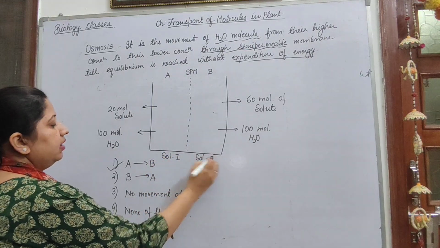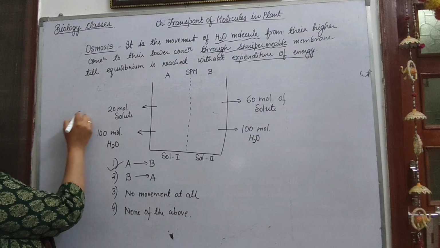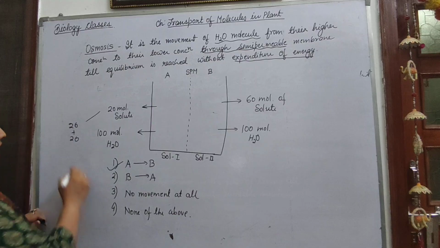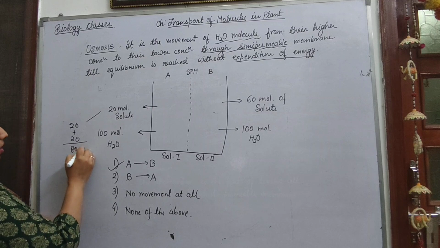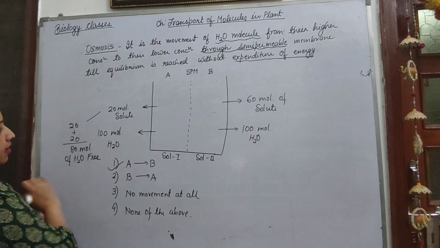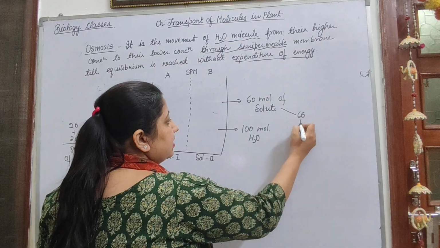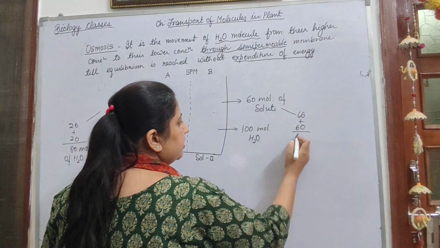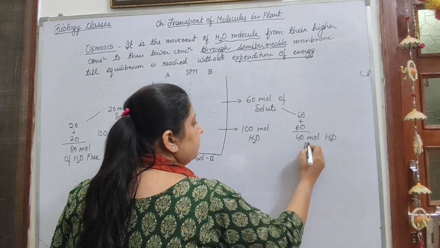So in solution 1, we have 20 molecules of solute. So 20 molecules of solute combine with 20 molecules of water. So how many water molecules are free in compartment A? 100 minus 20, that is 80 molecules of water are free. While in compartment B, 60 molecules of solute combine with 60 molecules of water. So how many water molecules are free in compartment B? 100 minus 60, that is 40 molecules of water are free.